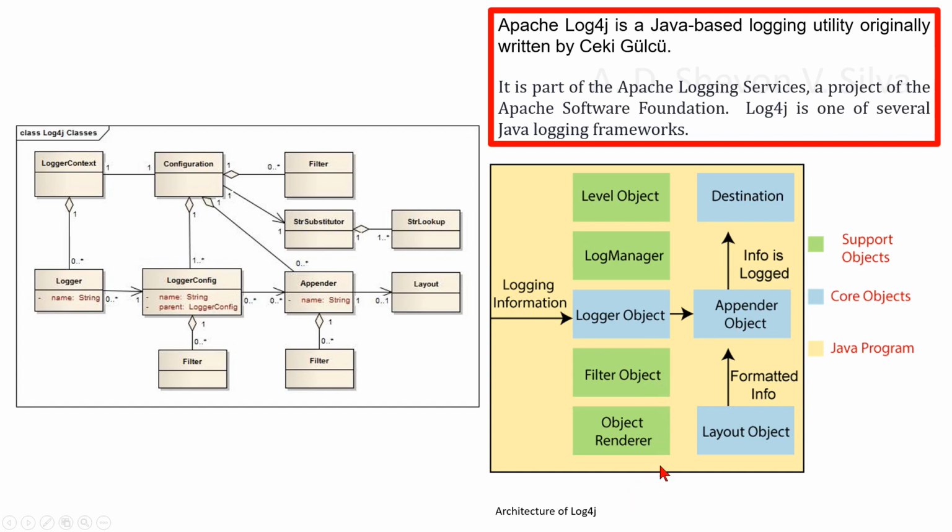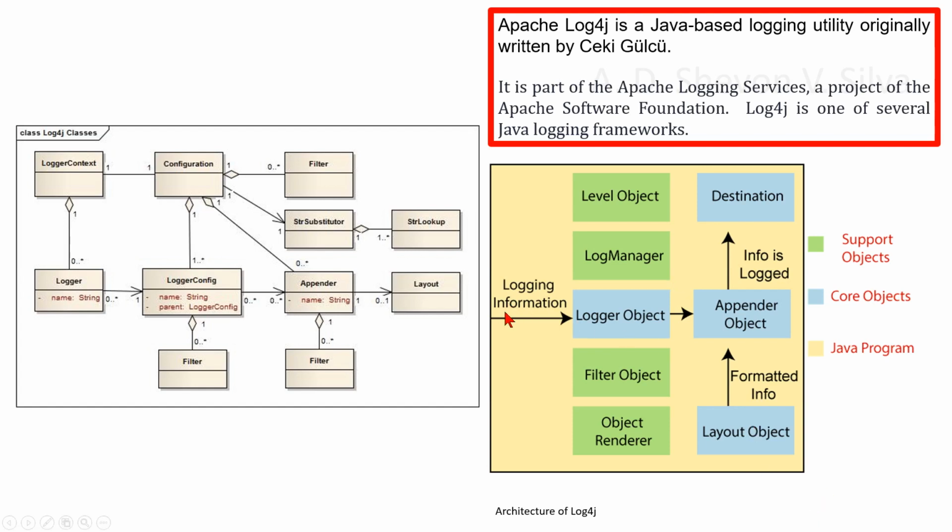Object renderer. This is specialized in providing a string representation of different objects passed to the logging framework. It is also used by the layout object to prepare final logging information. Log manager. The log manager will manage the logging framework. It is responsible for reading the initial configuration parameters from a system-wide configuration file.